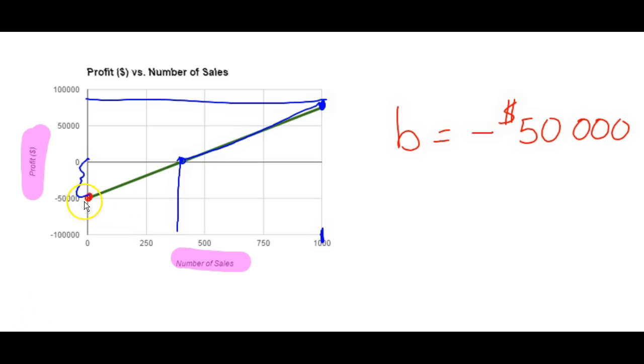So in this case, the meaning of my y-intercept is that they still owe money that they might have borrowed from the bank before, and that's why it's a negative value. So that's the sort of their startup costs of the business.